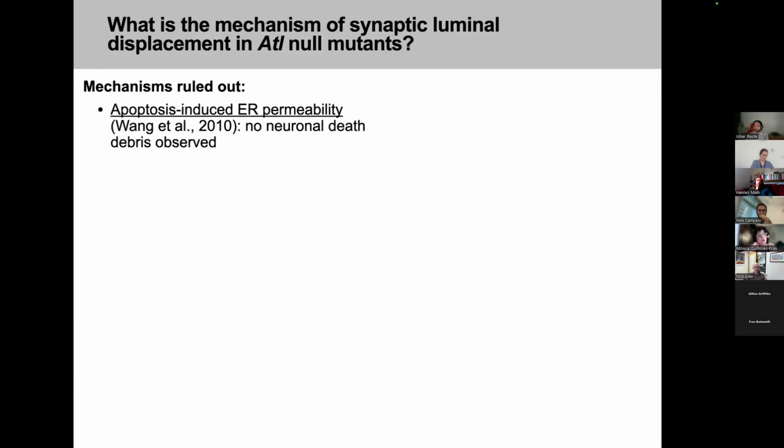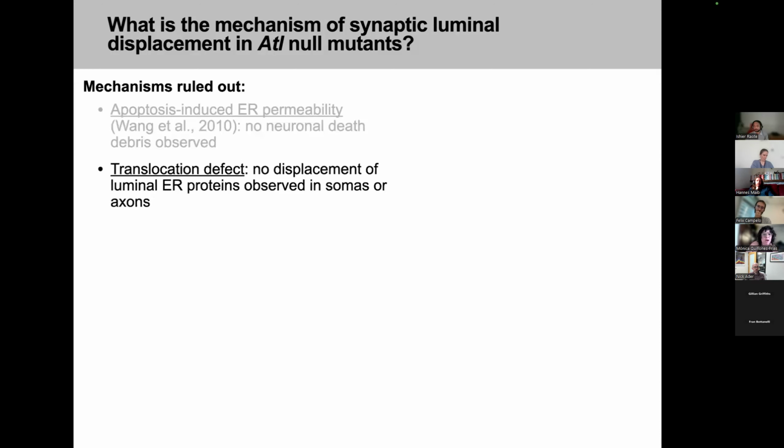And so, mechanisms that we've ruled out so far. Apoptosis-induced ER permeability: we don't see any neuronal death debris at presynaptic terminals, which completely rules out this hypothesis. We don't think it's a defect in translocation because if it was, we would expect to see the same phenotype in the soma, in the axon, and the presynaptic terminal, but we don't.